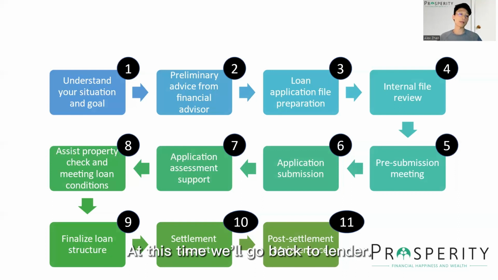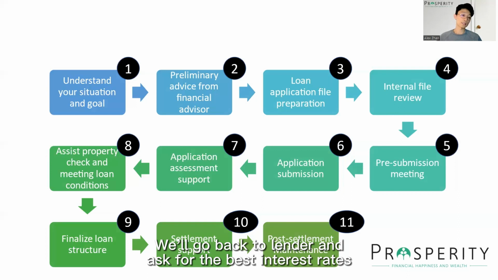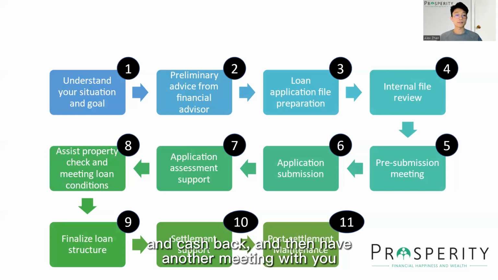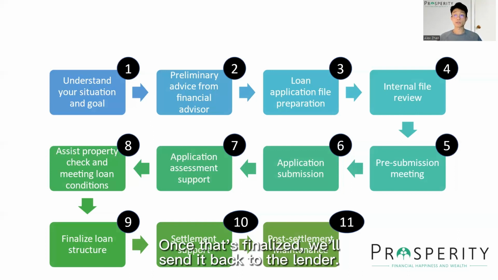Then once you've made your final purchase, we will move on to step nine. At this time, we'll go back to the lender. Of course, that's after you've met all your offer conditions. We'll go back to the lender and ask for the best interest rates and cashback, and then have another meeting with you to finalize your final loan structure. Once that's finalized, we'll send it back to the lender.